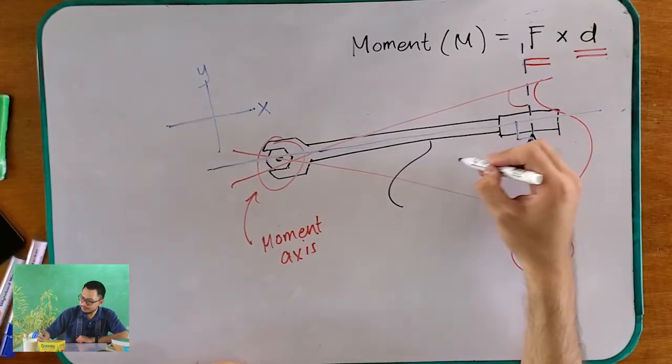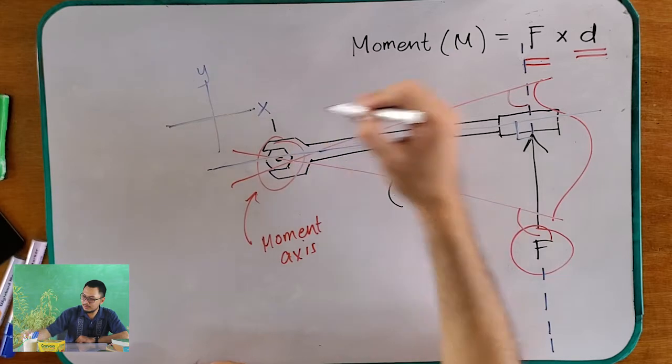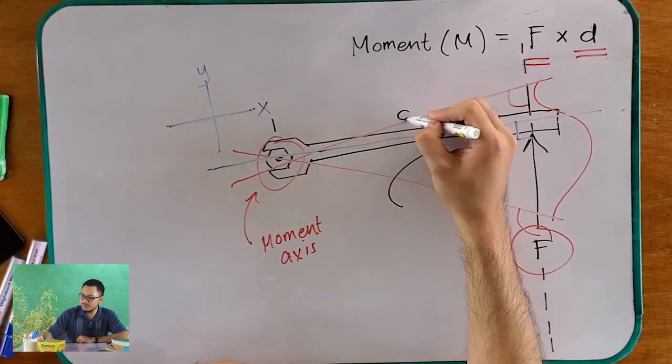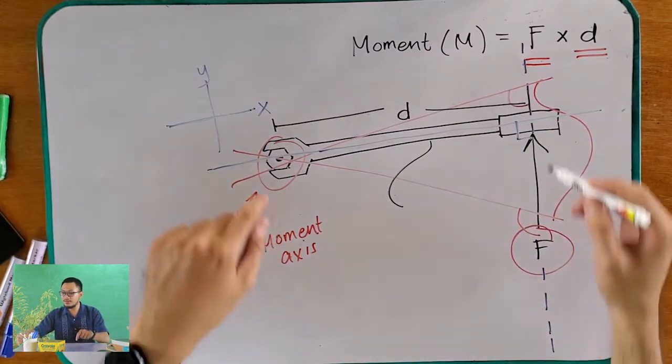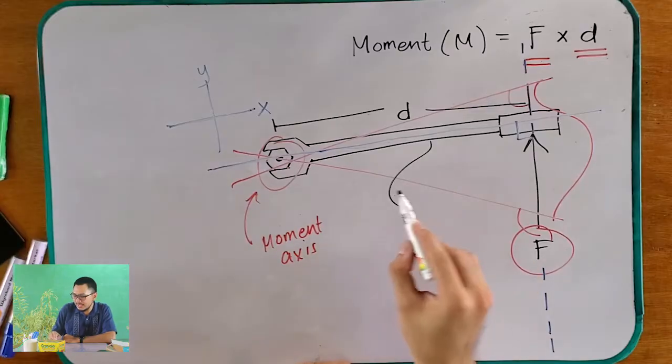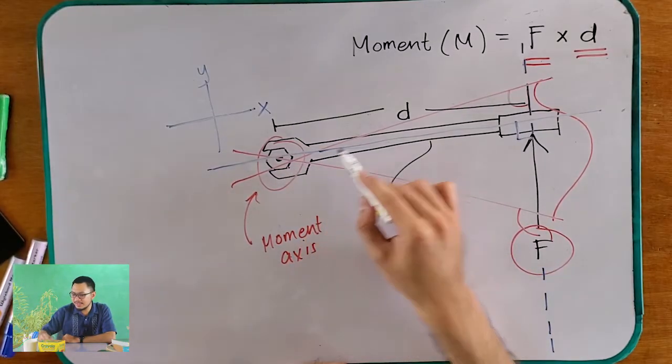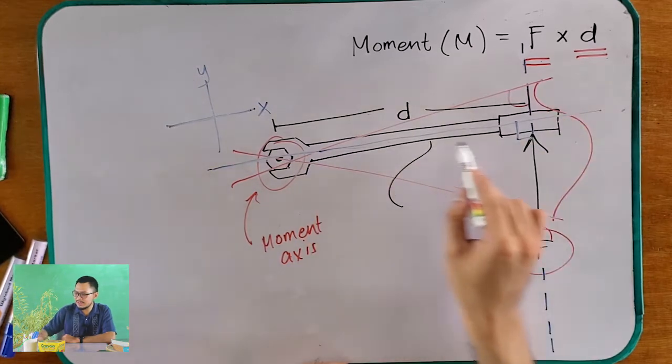Okay, and that is your perpendicular axis. Take note again that your D is this one: the distance of the point where it is perpendicular to the direction of your force, going to the moment axis. That is your perpendicular distance. This is not your perpendicular distance, but this one.